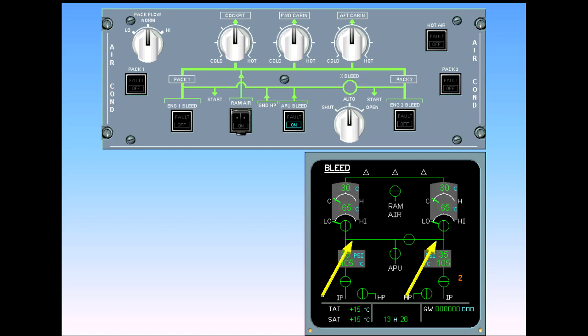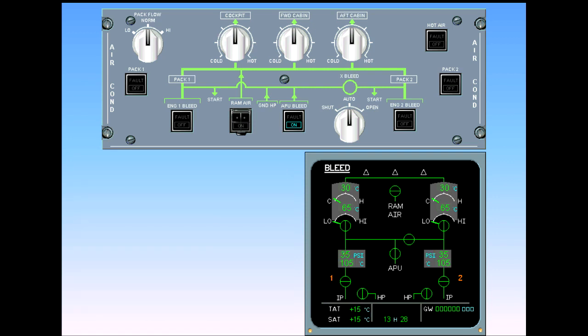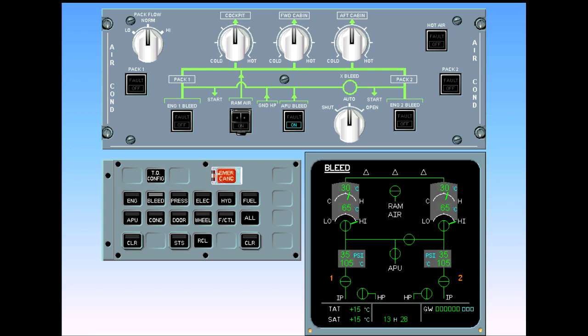Both feed lines to the packs have been connected. Let's now look at the packs. Notice the fault lights are extinguished due to the air supply. The pack flow valves are opened. The pack flows increase. The bypass valves move. The supply lines to the mixing unit are now connected. Both packs are now providing air conditioning.